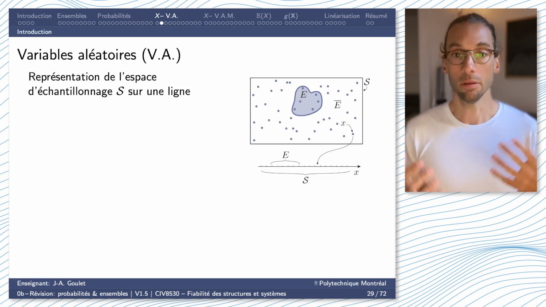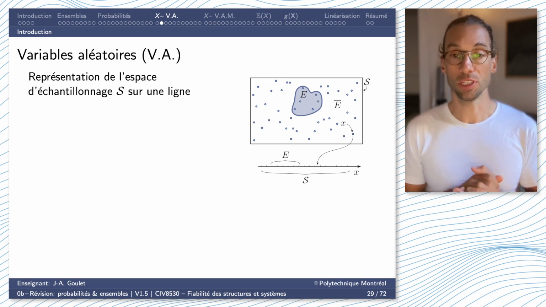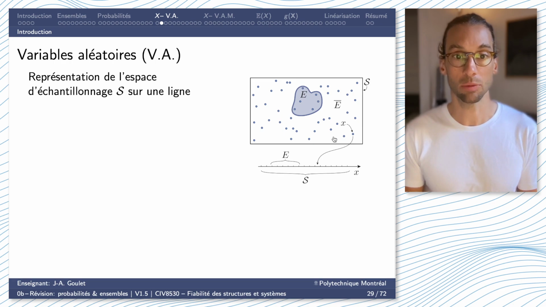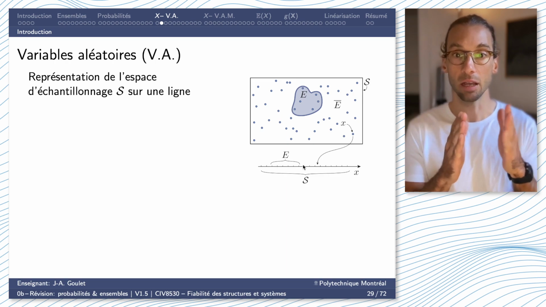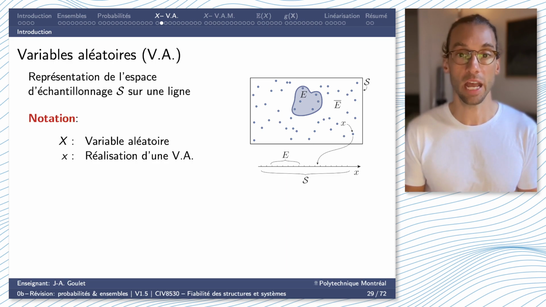So we can see a random variable as a representation of a sampling space on a line. Instead of having a sampling space like we had before, we're going to represent x as our random variable on a continuous line, where S here is going to be our sampling space, and a subset of our sampling space is going to be defined as an event.